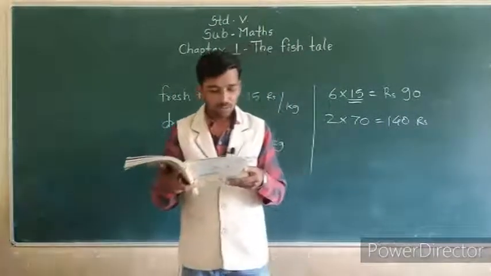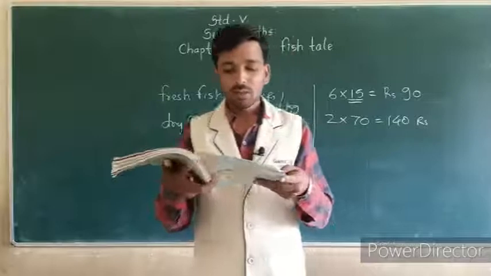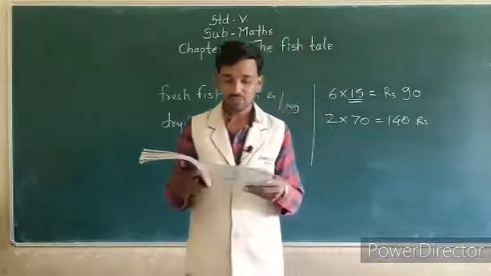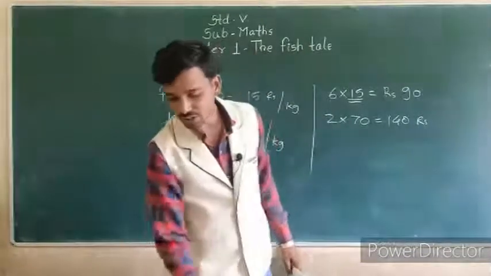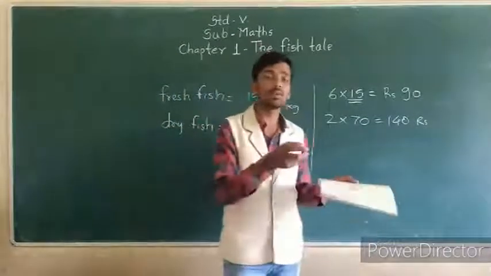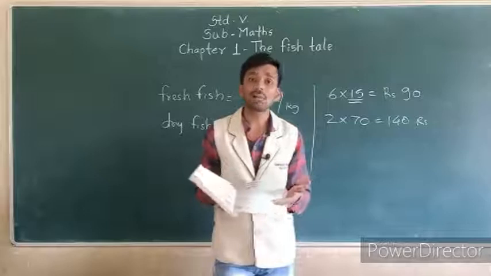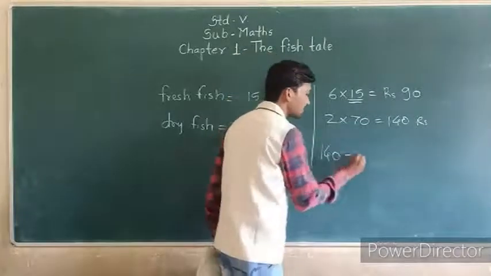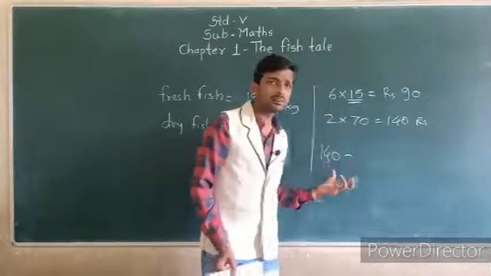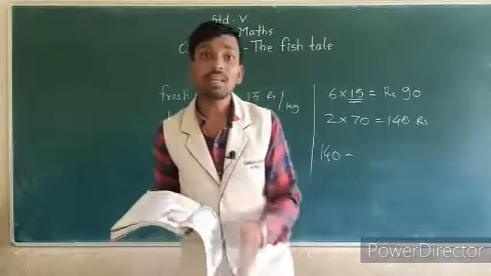Next one. If we dry 6 kg of fresh fish, we will earn. When they dry 6 kg of fresh fish, they will get 2 kg of dry fish, and when they sell that 2 kg of dry fish, they will get 140 rupees. And when they buy 6 kg of fresh fish, they pay 90 rupees.